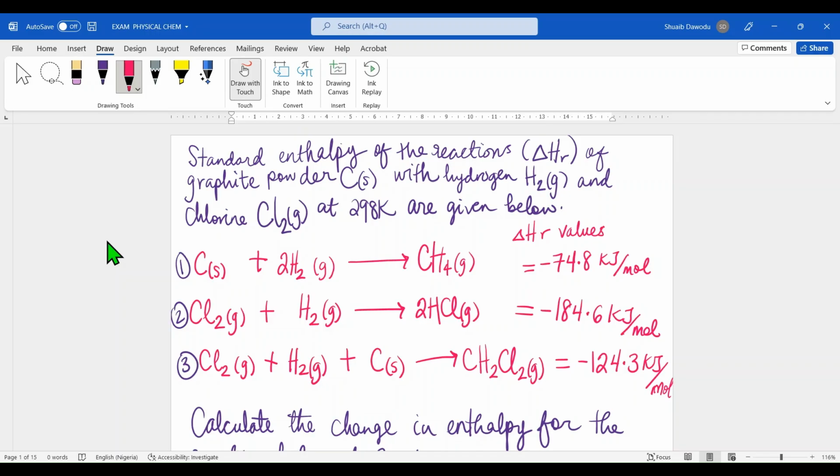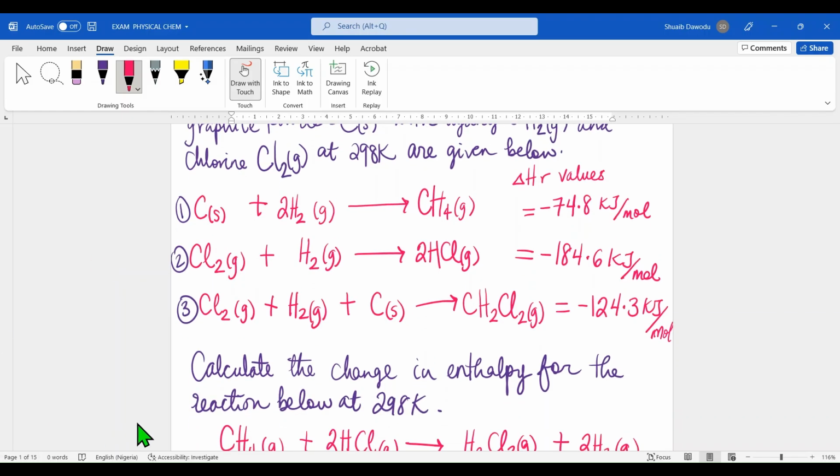Today we're going to be working on the question on the screen that says: standard enthalpy of the reactions, changing HR of graphite powder with hydrogen and chlorine gas at 298 Kelvin, are given below. So we've been given three different equations below. The first one is carbon graphite reacting with hydrogen gas. The second one is chlorine gas reacting with hydrogen gas. And the third one is chlorine gas and graphite solid, or carbon graphite, reacting with hydrogen gas. Each one of these equations has the enthalpy of reaction value to the right of it. So that's the first part, which is simply the data.